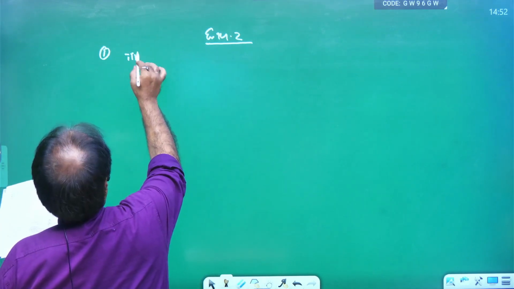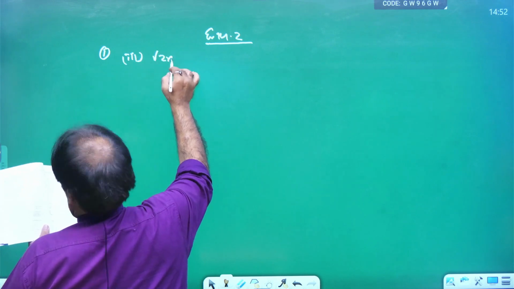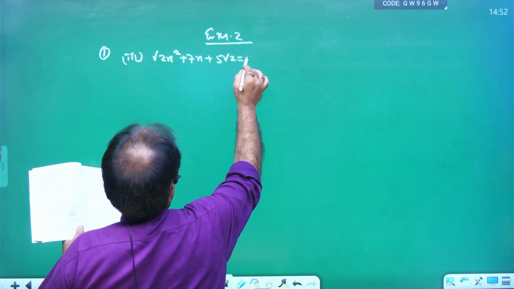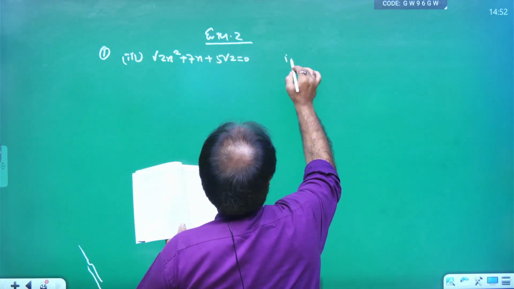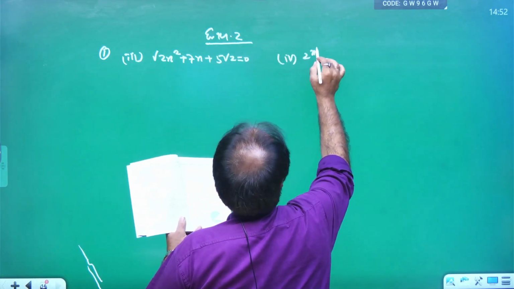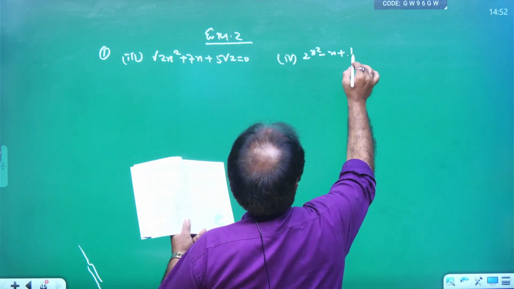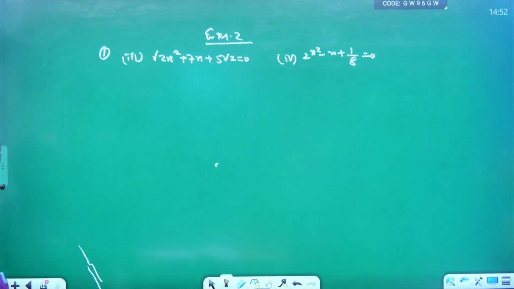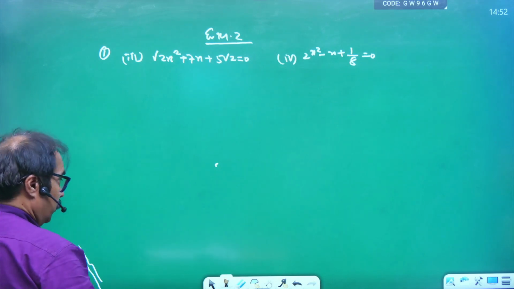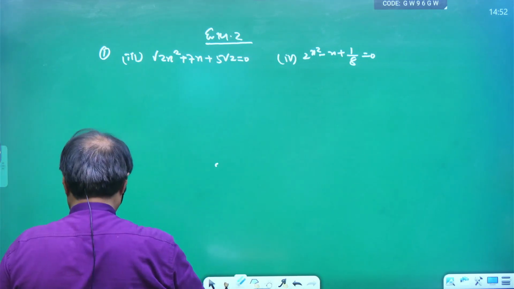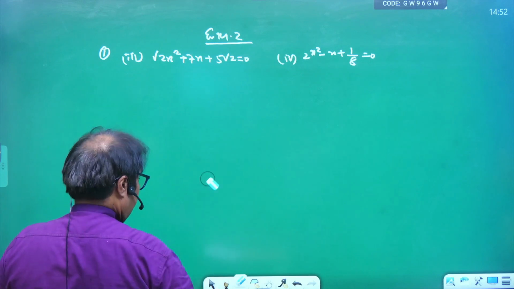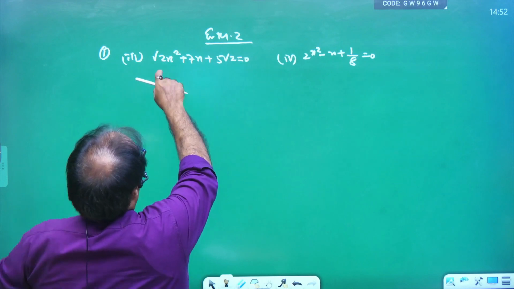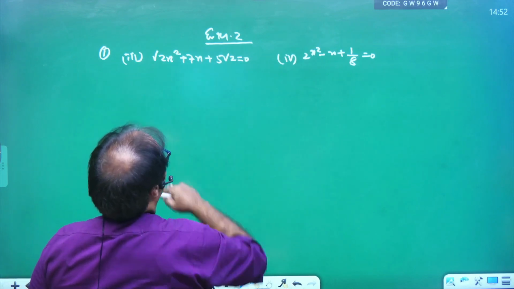The very first question, the third part: root 2 x square plus 7x plus 5 root 2 is equal to 0. And the fourth part: 2x square minus x plus 1 by 8 is equal to 0. We have to solve by the factorization method, right? So first of all we will find the product of root 2 and 5 root 2.